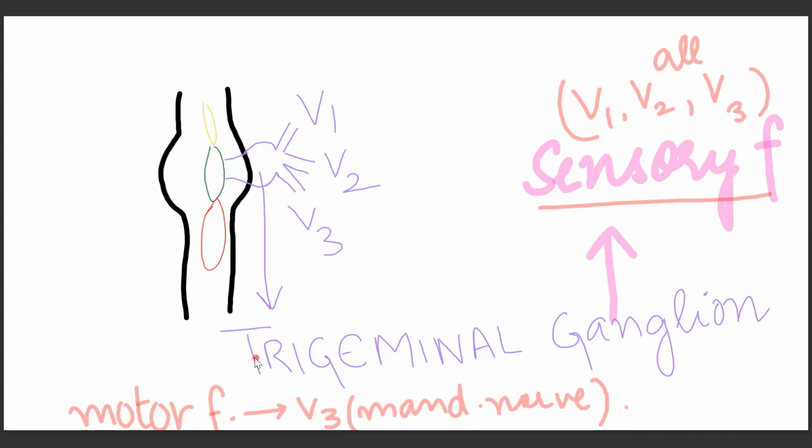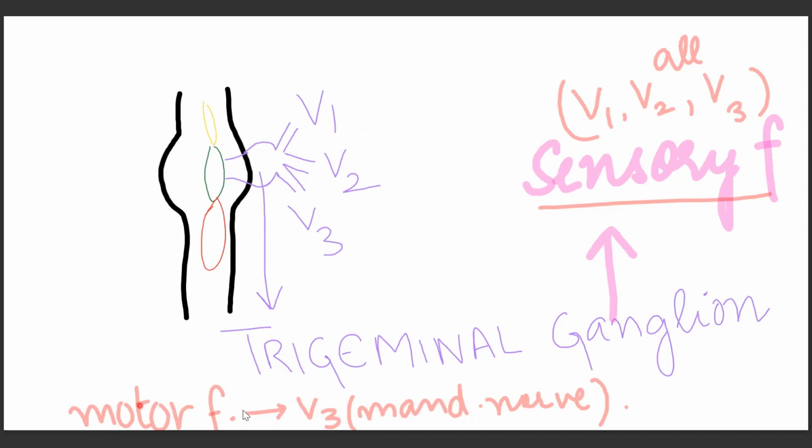But the mandibular branch, which is the last branch, is also motor, and these motor fibers are not connected to this trigeminal ganglion. The sensory fibers are connected with the trigeminal ganglion, but the mandibular nerve, which also contains the motor fibers, does not involve this trigeminal ganglion.